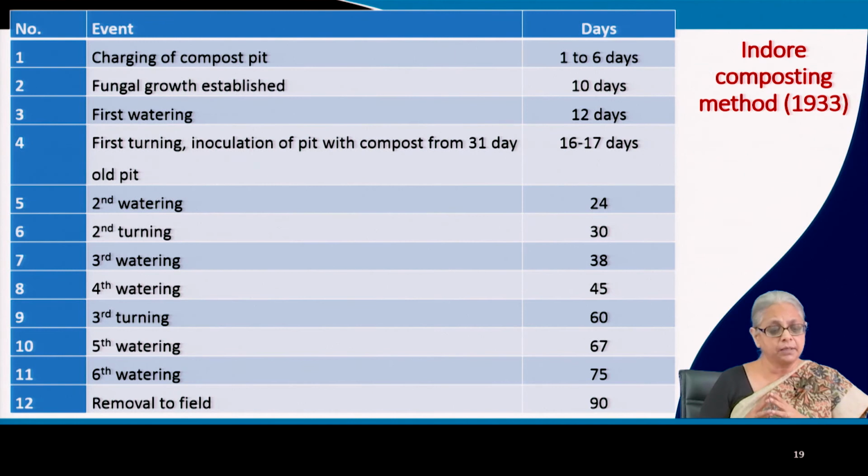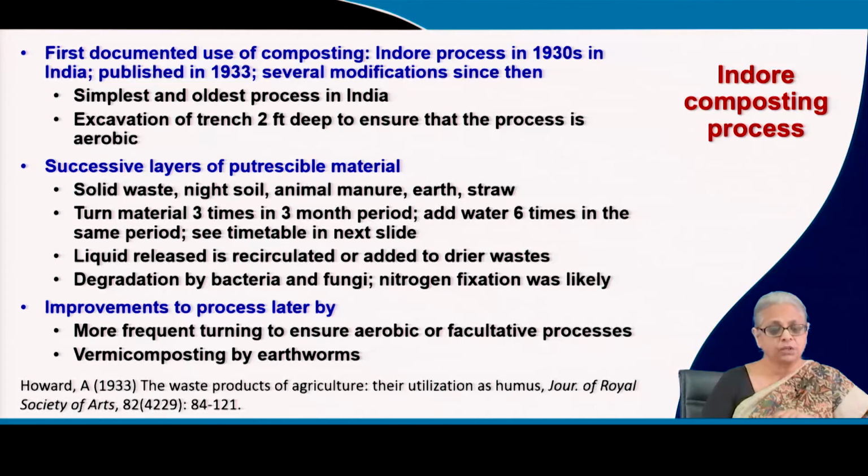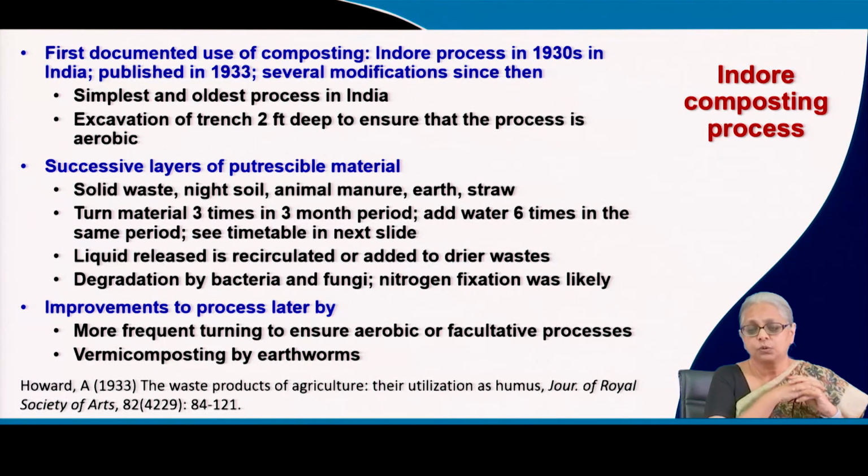Only 3 times, the material was turned only 3 times in a 3-month period, and 6 times water was applied to it over the same period of 90 days. And at the end of 90 days, you get a good quality compost which can be applied directly to the field. So that, in a nutshell, is how simple the initial process was.